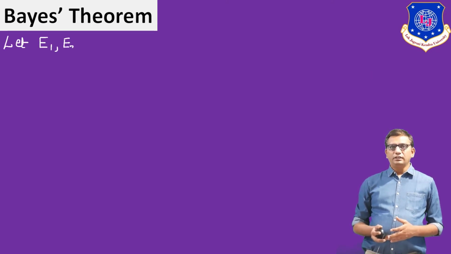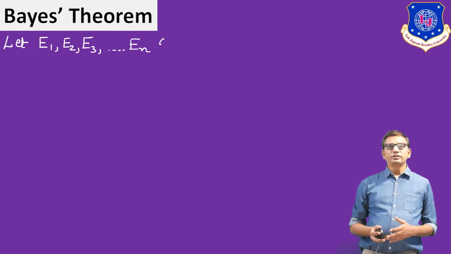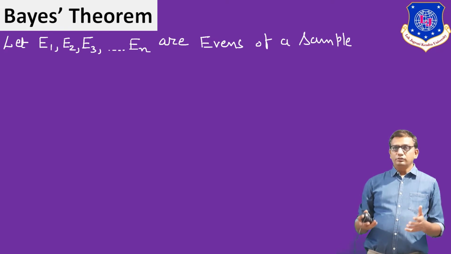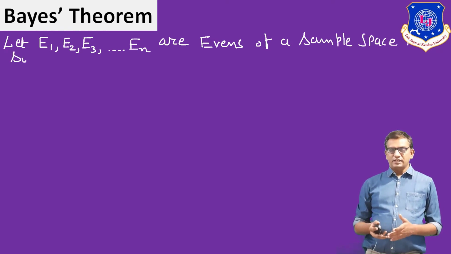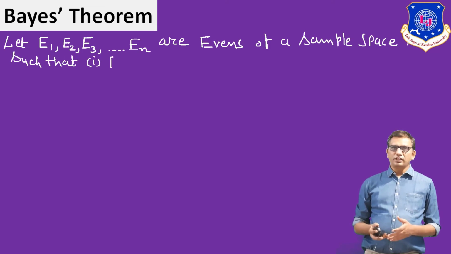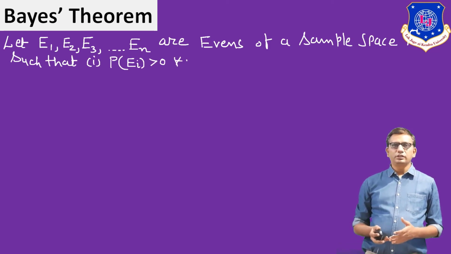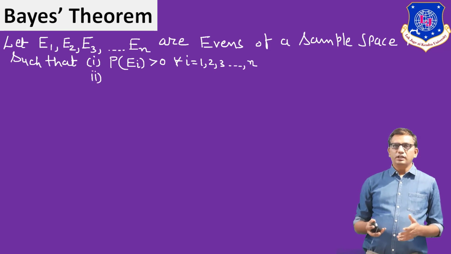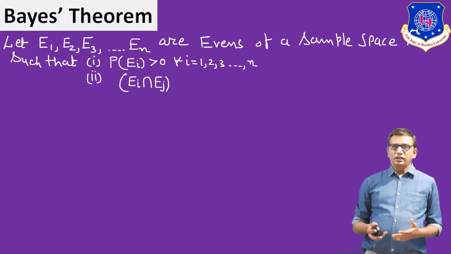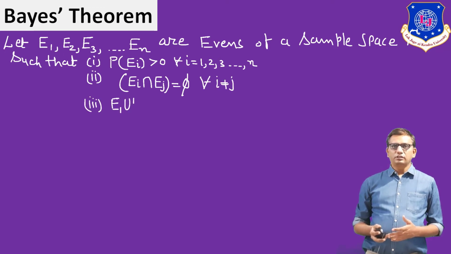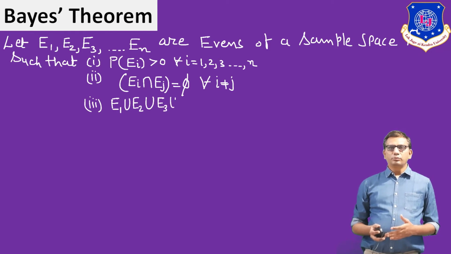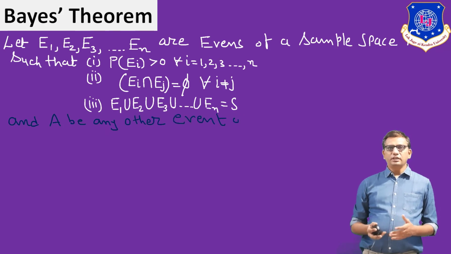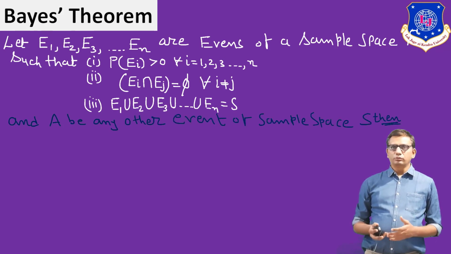Here let E1, E2, up to En be disjoint events of sample space S, and the union of those events is S. They are disjoint and each event is non-empty. So the probability of Ei is greater than 0, Ei and Ej are disjoint events for all i not equal to j, and the third condition is E1 union E2 up to En is equal to S. Finally, A can be calculated by the total probability theorem.